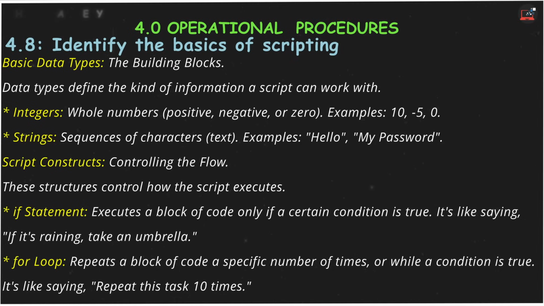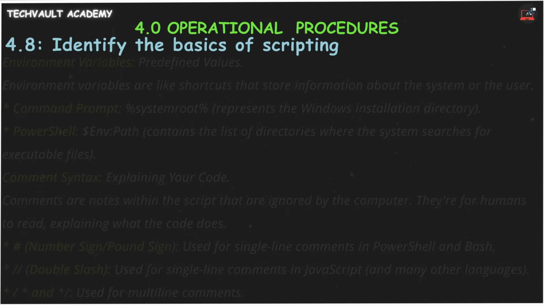Script constructs, controlling the flow. These structures control how the script executes. An if statement executes a block of code only if a certain condition is true. It's like saying, if it's raining, take an umbrella. A for loop repeats a block of code a specific number of times, or while a condition is true. It's like saying, repeat this task 10 times.